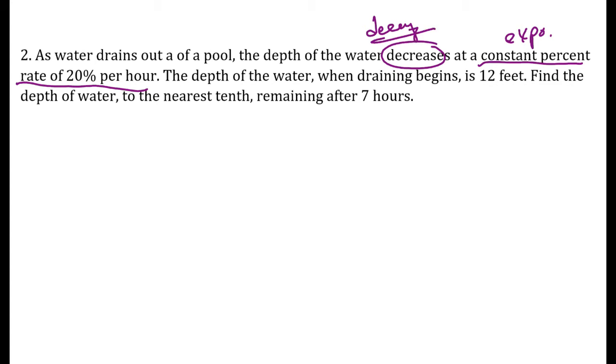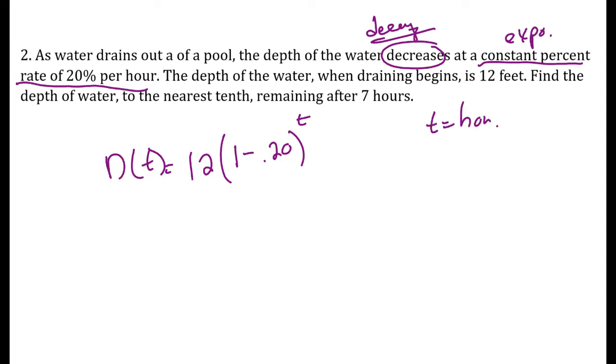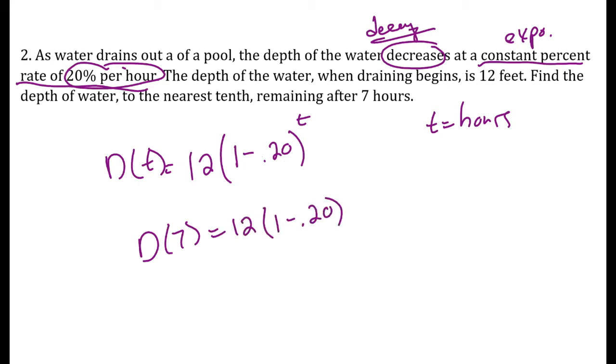This function is decaying. So I'm starting at 12 feet, times 1, I'm losing 20%, so 1 minus 0.2 raised to the t, where t is hours, equals, we'll just call it the depth of the water, we'll call it d of t. So t equals hours. Because it's 20% per hour, t is hours, those match up. So after 7 hours, d of 7 equals 12 times 1 minus 0.20 to the 7.